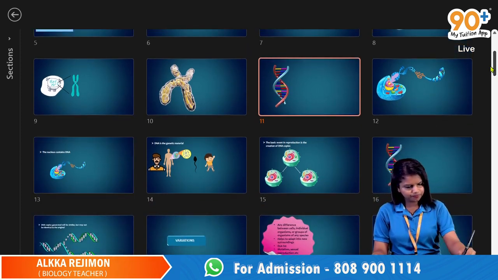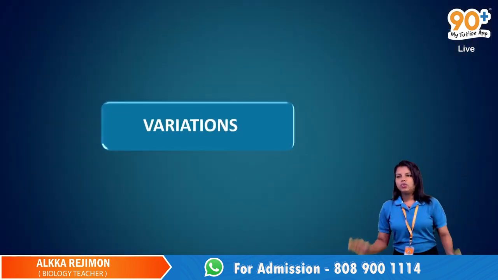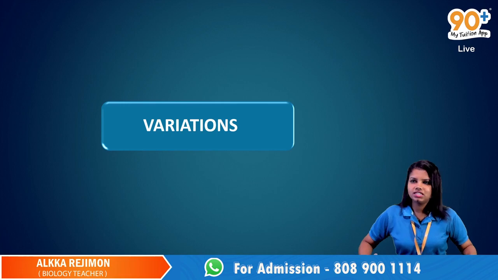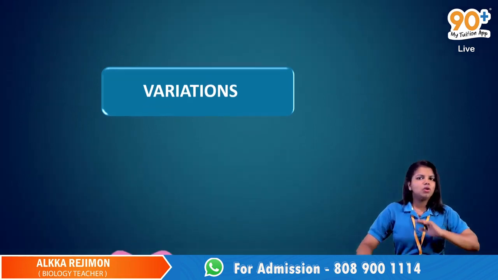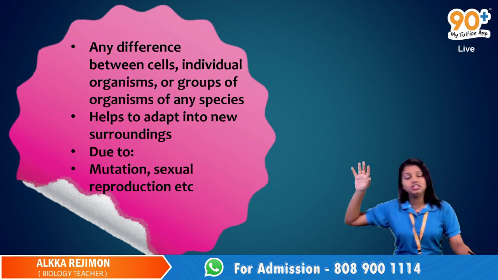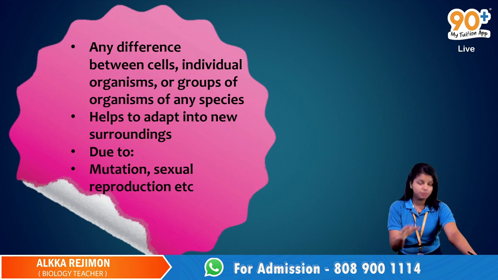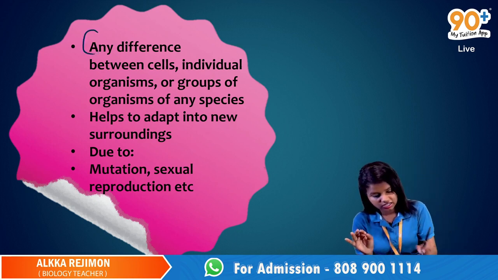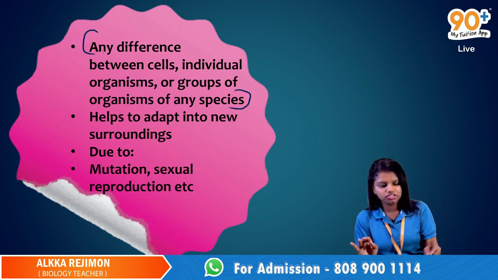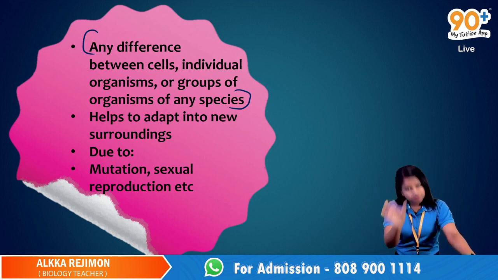And yeah, let's jump on to the next topic, that is variations. So inside our body we can see several variations happening. And what is this variation? Any kind of differences between cells, individuals, organisms, or groups of organisms of any species is basically called variation. Yes, that's the exact definition you need to study for variation. So what is variation? They are differences.